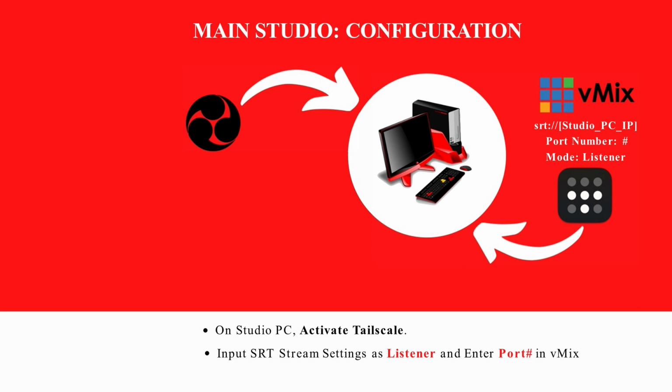Now on the Studio PC, you activate Tailscale, you input SRT stream settings as listener, and you enter the correct port number that's in vMix. So once you are done with that, you are done.